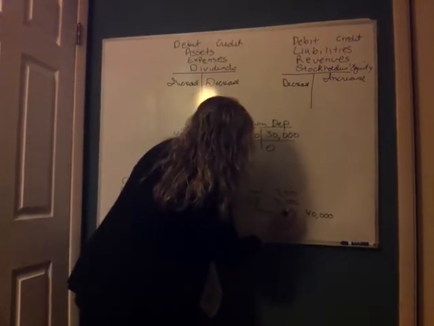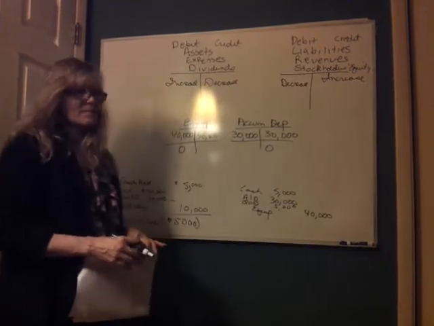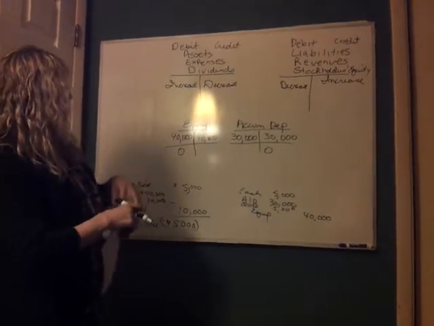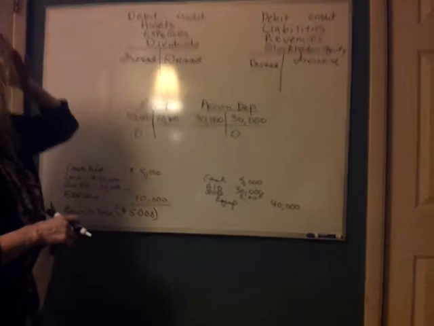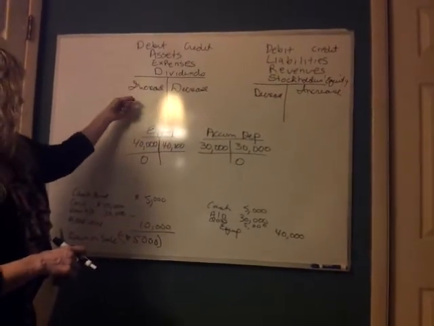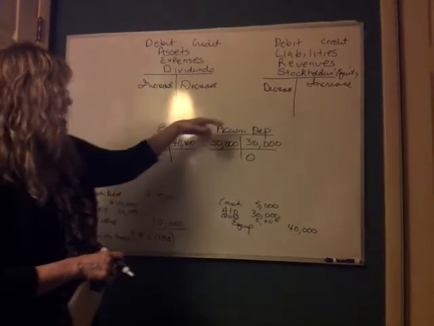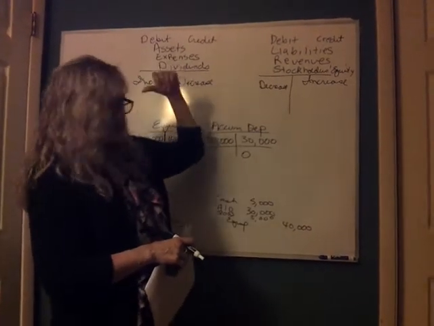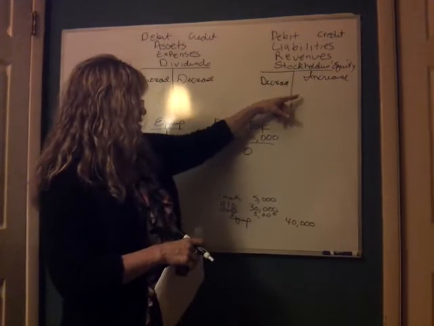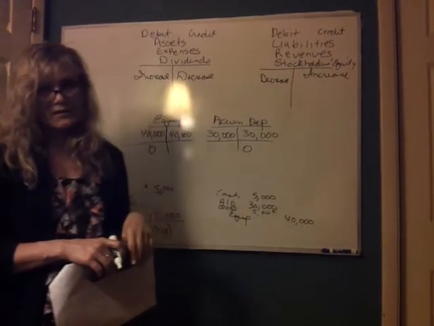debit our loss. Okay? So again, we're looking at assets that we debit and credit. Losses, increase in losses, we debit, and we did previously with our gain, an increase in a gain is credited.